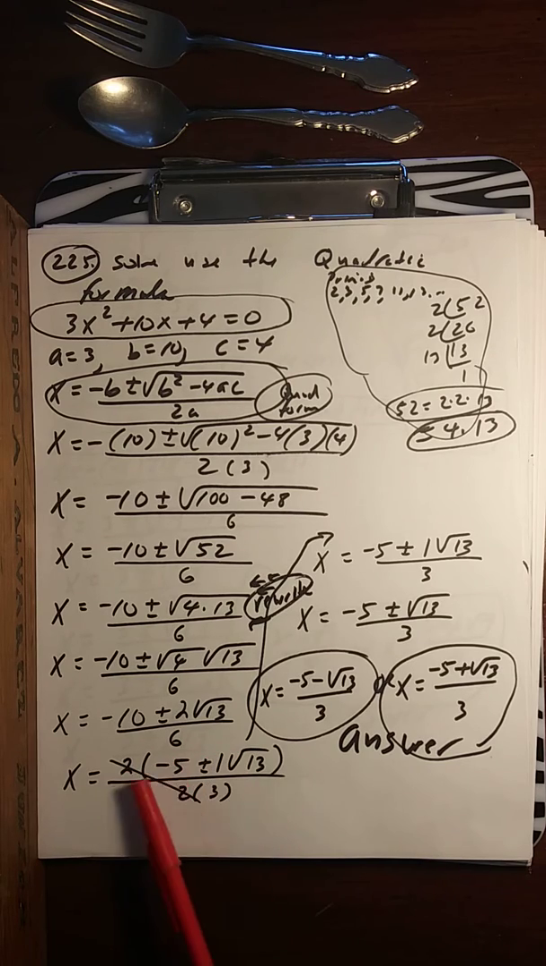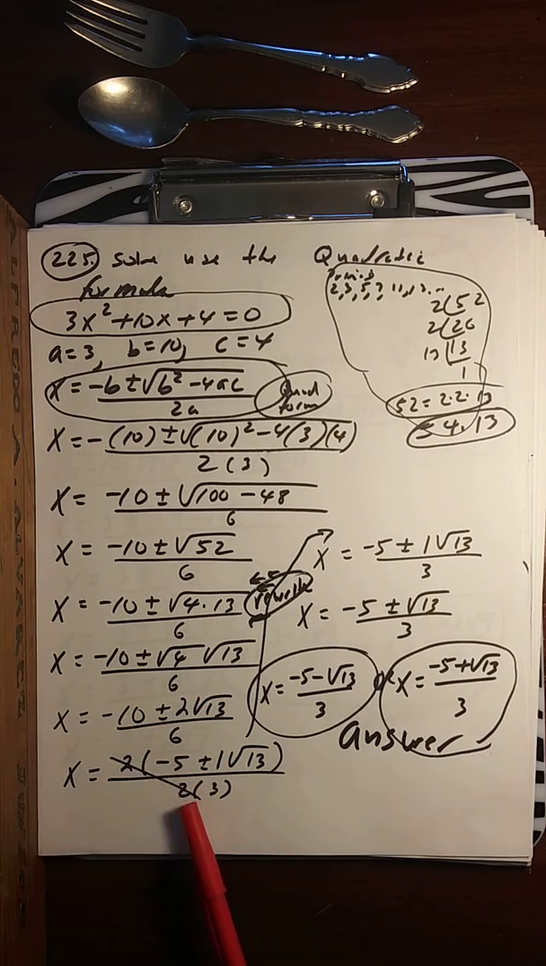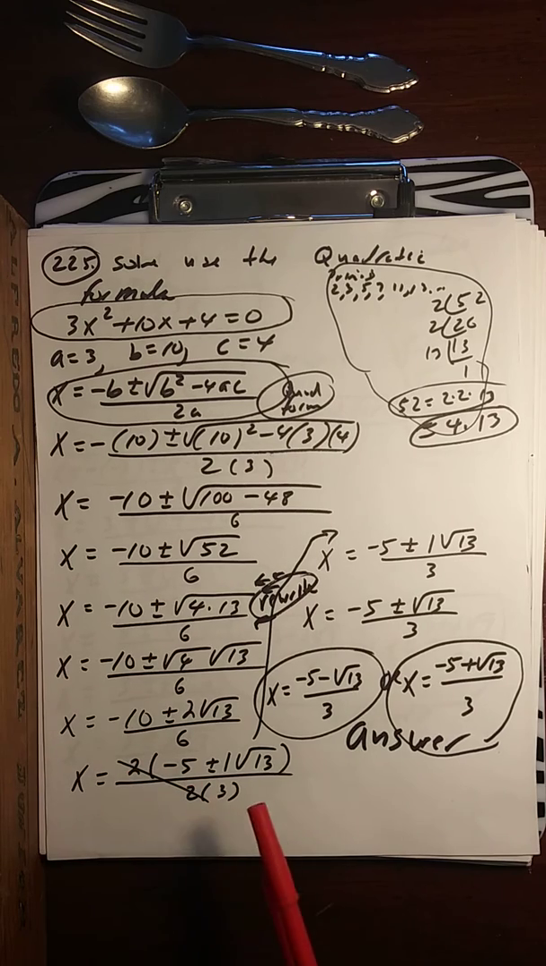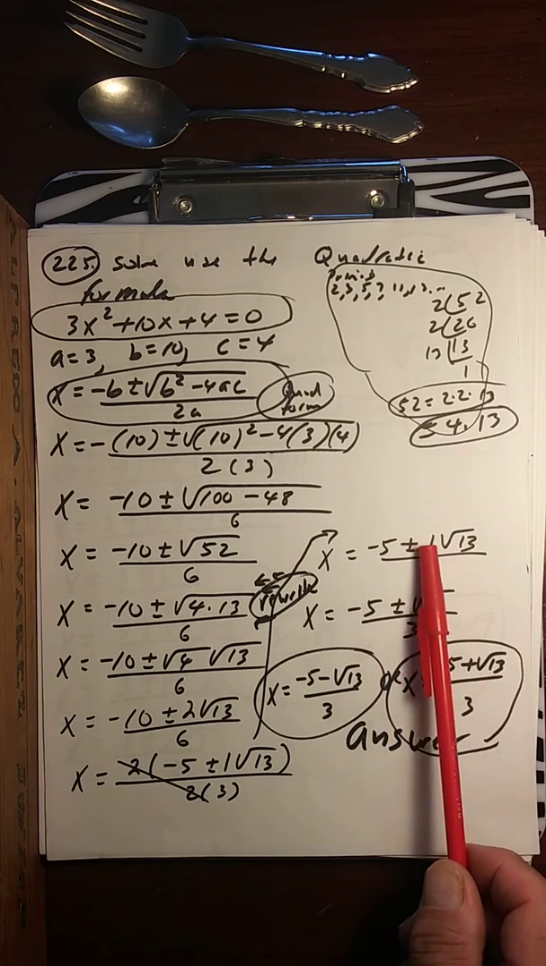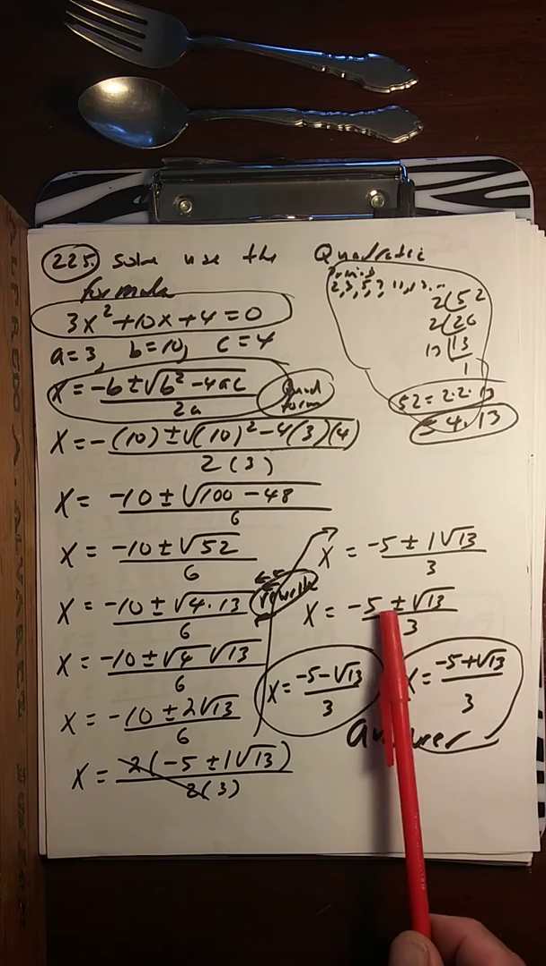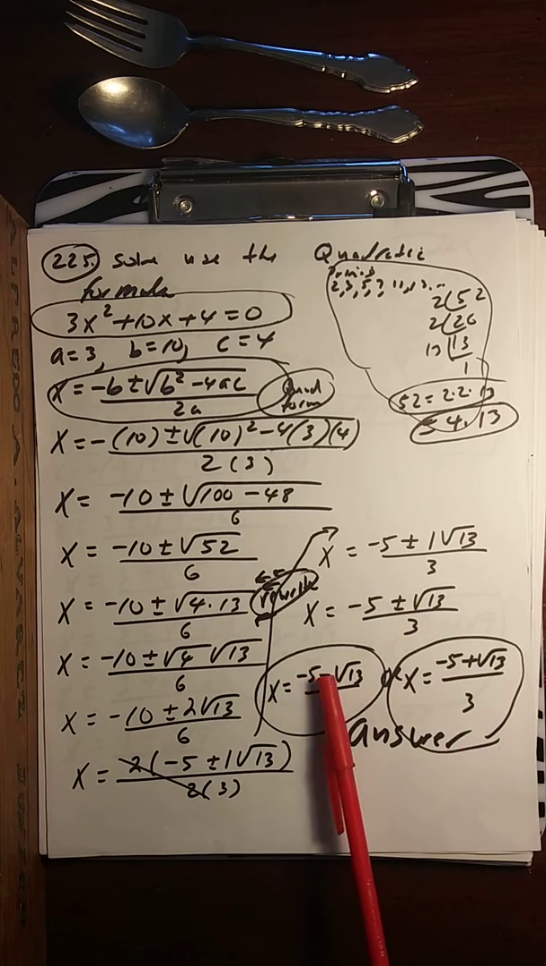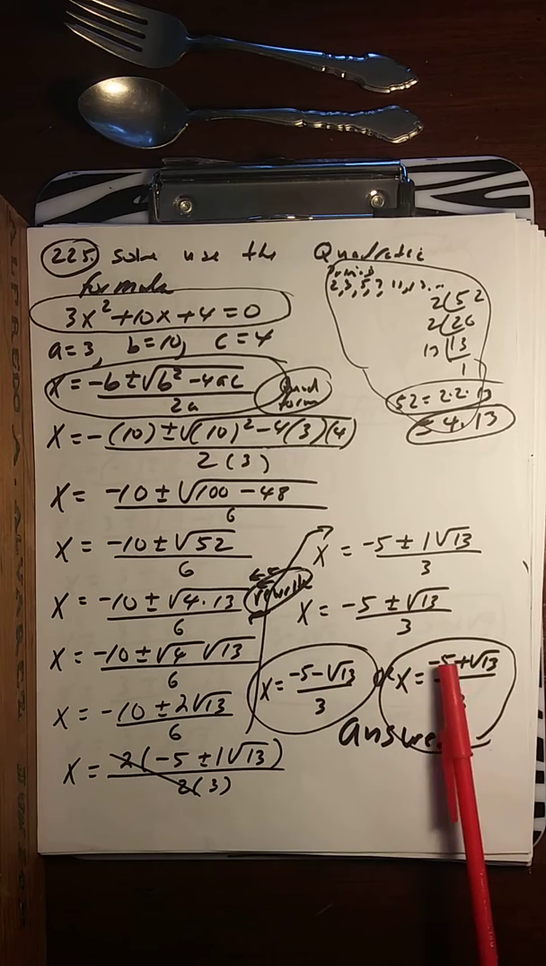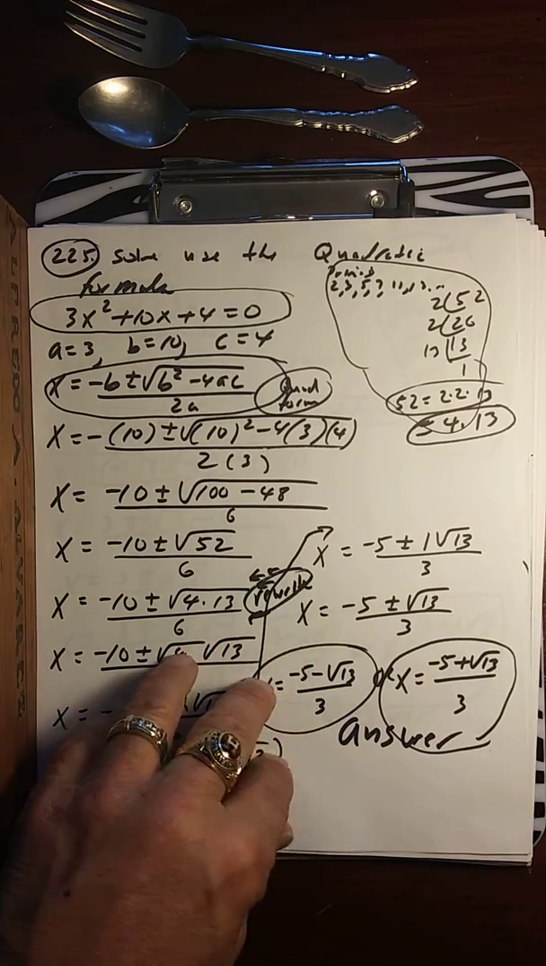Take a 2 out from the top. 2 times that is that. 2 times 1 is 2. 2 times 3 is 6. 2's cancel. So we're left with negative 5 plus or minus 1 square root of 13 over that. Or negative 5 plus or minus square root of 13 over 3. So negative 5 minus square root of 13 over 3. Negative 5 plus square root of 13 over 3.